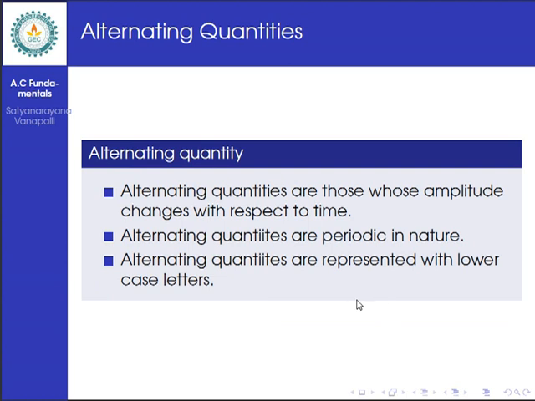Before going into the sinusoidal function, we see what is the definition of an alternating quantity. Alternating quantities are those whose amplitude changes with respect to time. So f of t, we have seen, is a function whose magnitude or amplitude is varying with respect to time, so this f of t is also known as an alternating quantity. Alternating quantities are periodic in nature. Most of the alternating functions are periodic in nature. And alternating quantities are represented with lowercase letters. This I will explain elaborately when I explain AC analysis applied to sinusoidal voltages that are applied to electrical circuits.